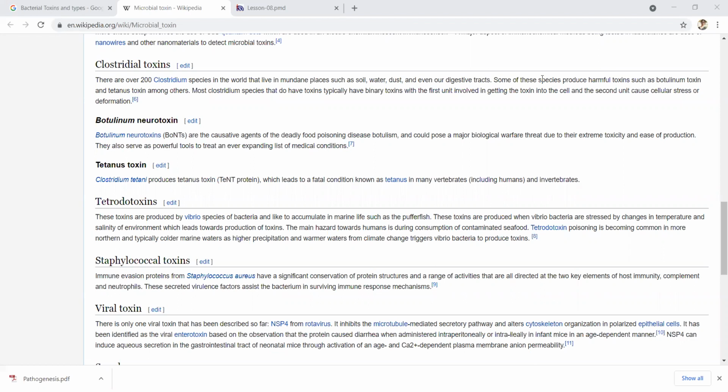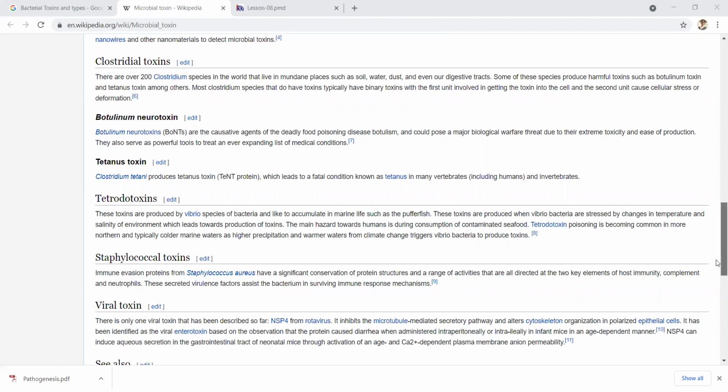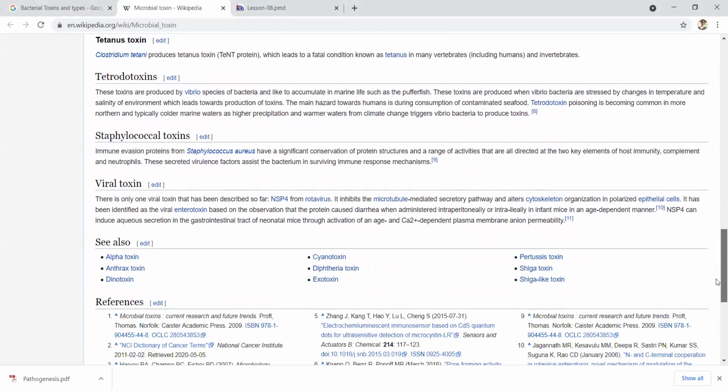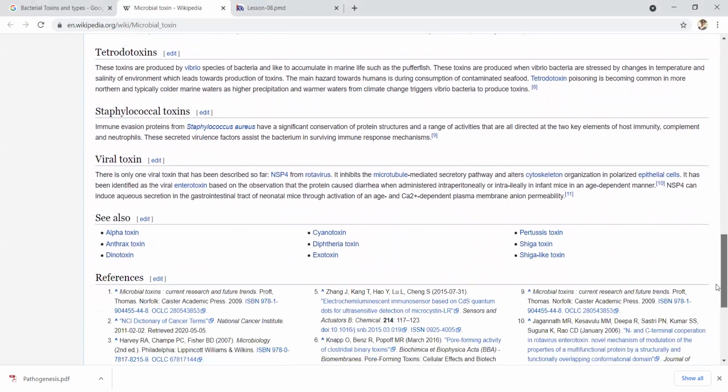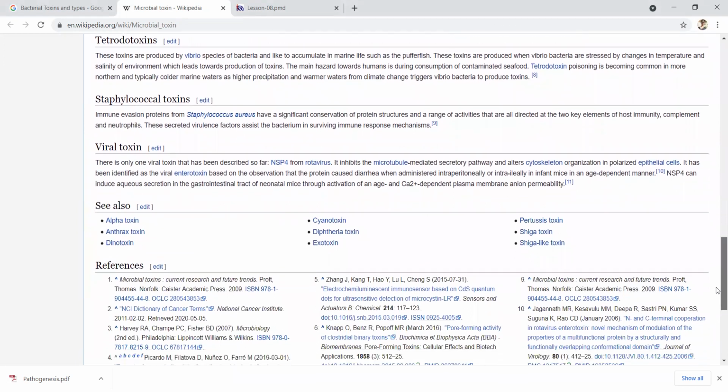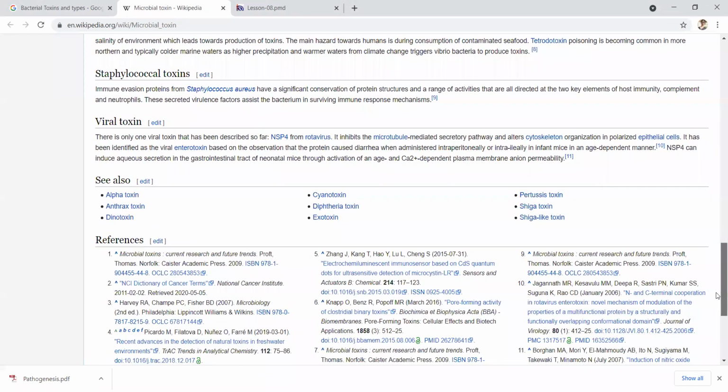Then you will also find other toxins like staphylococcal toxins. Then there are even viral toxins. But as we are more concerned about microbial toxins at the moment, and we are studying microbial toxins, these are the different microbial toxins that we need to know: endotoxin, exotoxin, and neurotoxin.